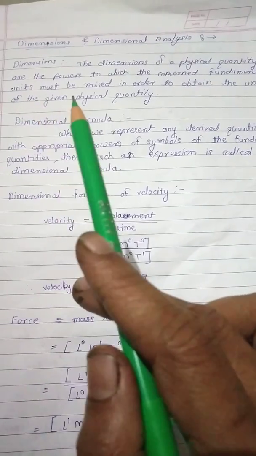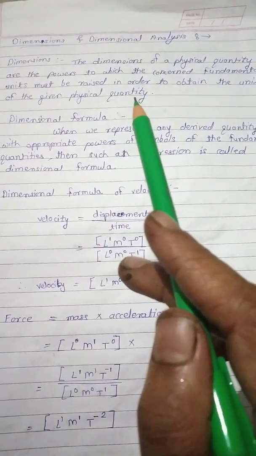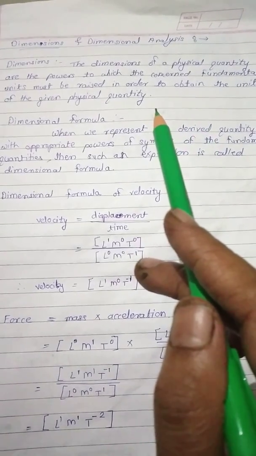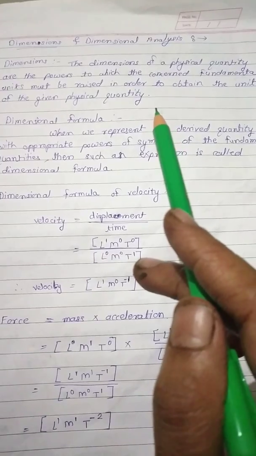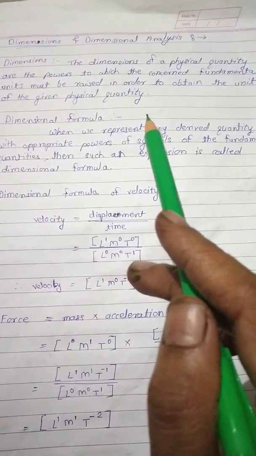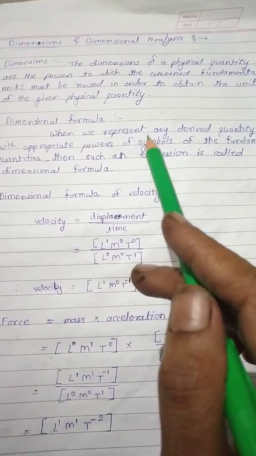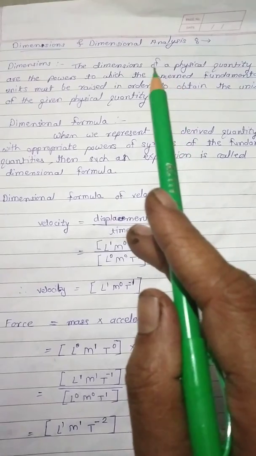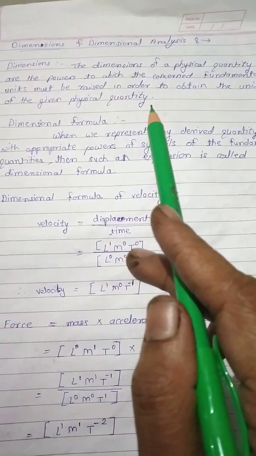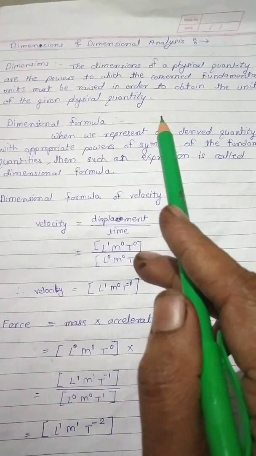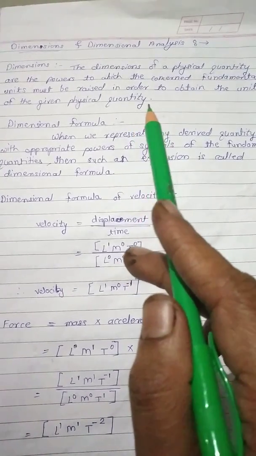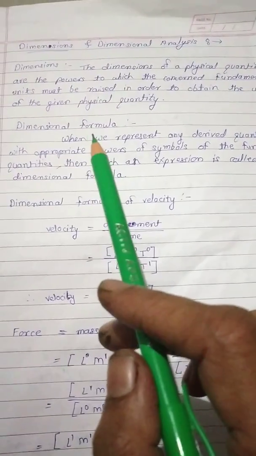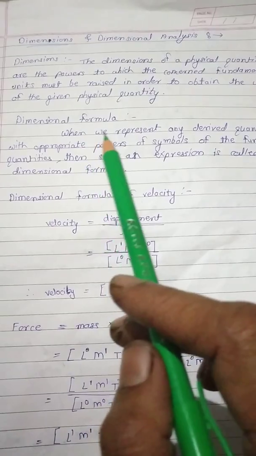So what is the dimension? Dimension means writing in the form of LMT, meaning the fundamental basic units: L means length, M means mass, and T means time. This is the expression to write in the form of LMT, and it is always written in square brackets. Now the next definition is the dimensional formula.